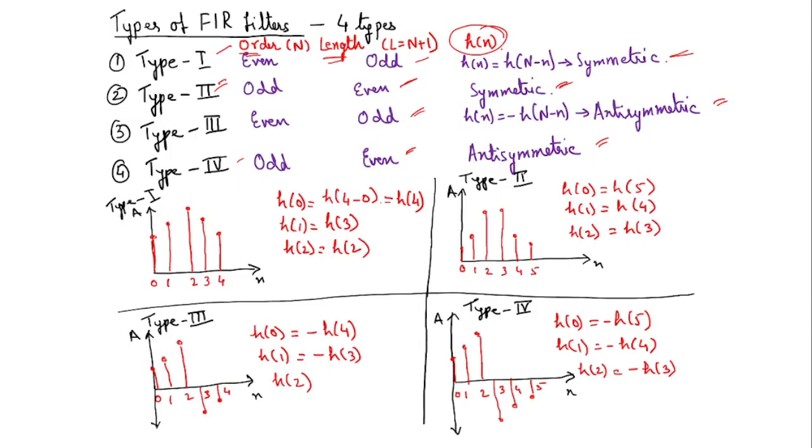When we talk about these h(n) values, they should be symmetric. What does this mean? This means across the line of symmetry, the values would be the same.